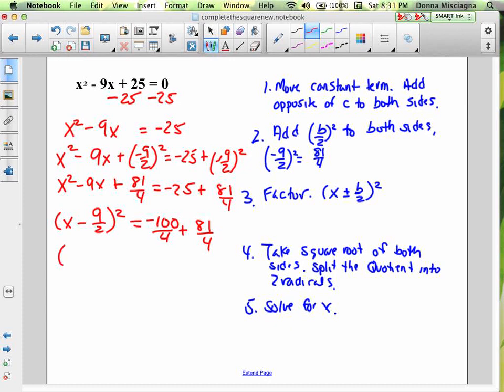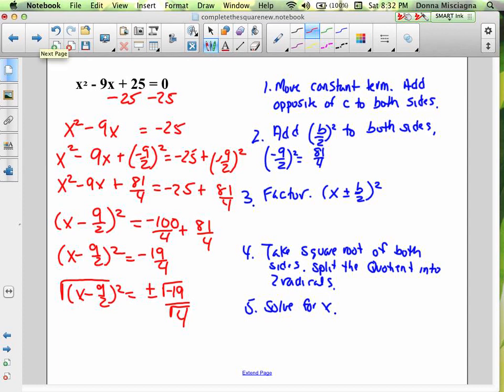So now let's combine the like terms on the right-hand side. That's going to be negative 19 fourths. There we go. Now we can solve by taking the square root of both sides. So we have the square root of x minus 9 halves squared equals, don't forget your plus or minus, and I'm going to split that into two radicals. We can do that because they're exactly the same, and it's just easier on the simplifying. So square and square root are going to cancel, so we have x minus 9 halves.